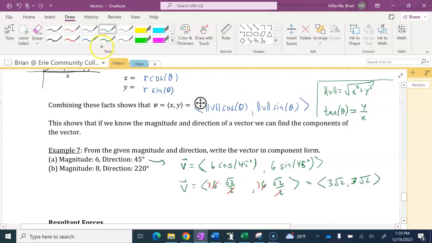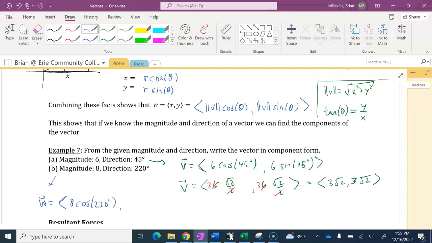Let's do the next one we've got listed. For this vector here, let's call that vector w. For part B, it's got magnitude 8, so using the formula up above, it's the magnitude of the vector times the cosine of its angle. When we say the direction is 220 degrees, we mean the angle that vector makes with the positive x-axis is 220, and then the y component is 8 times sine of 220 degrees.